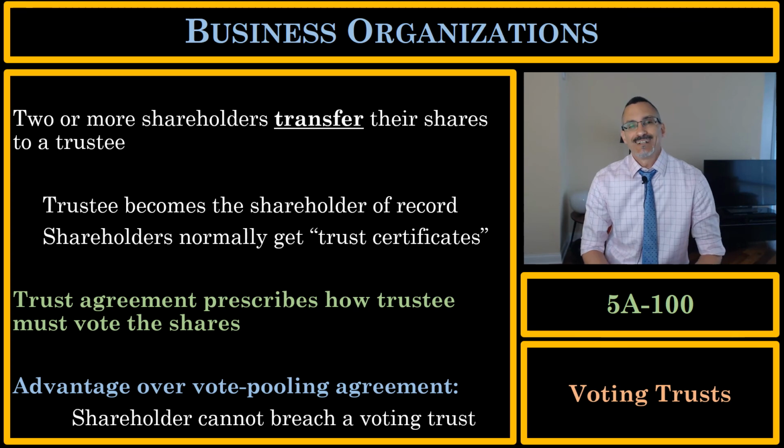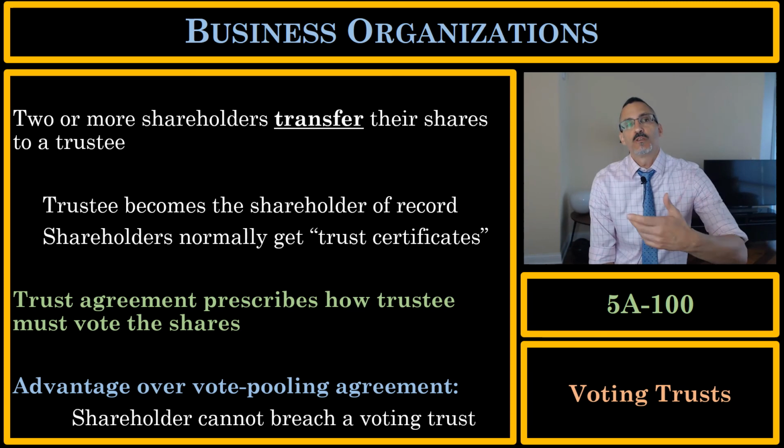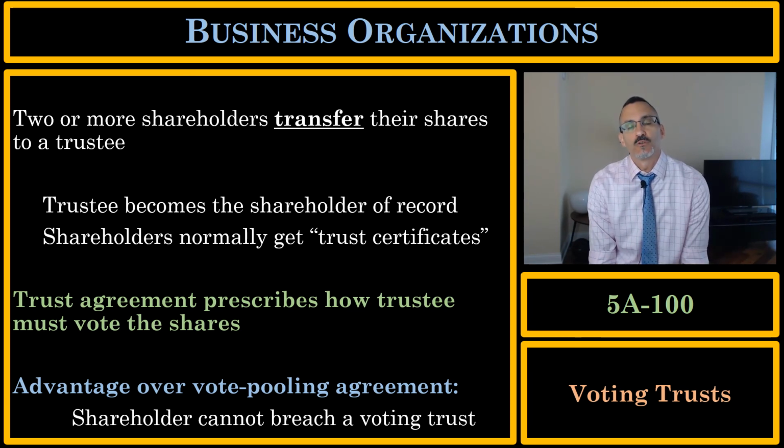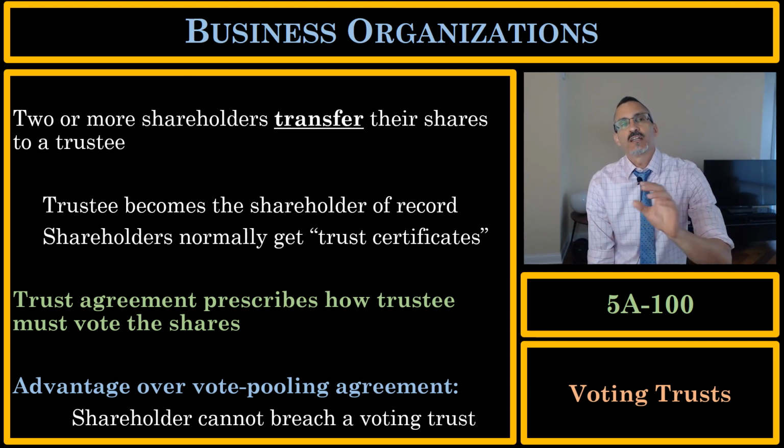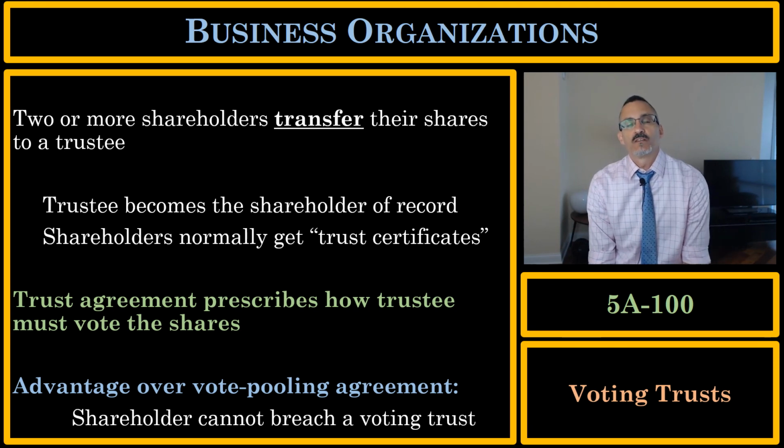A voting trust takes my power to vote away from me and gives it to the trustee. So the trustee will vote the shares. And so if we enter into a vote pooling agreement, either one of us might breach and there's nothing we can do at the shareholders meeting. If we enter into a voting trust, neither of us will actually vote at the shareholders meeting. The trustee will vote in accordance with the instructions in the trust agreement.